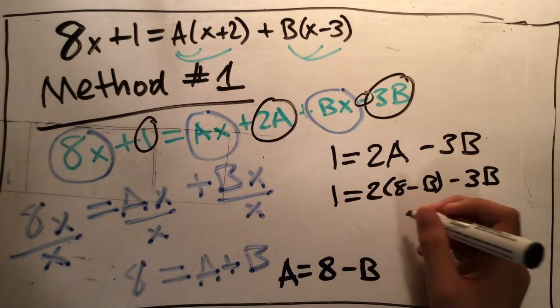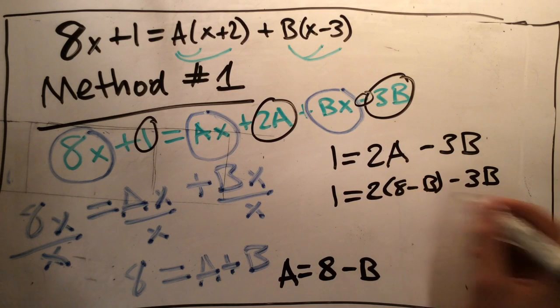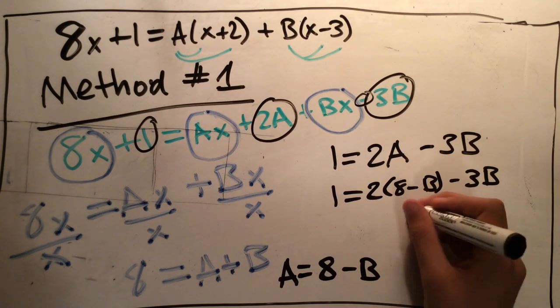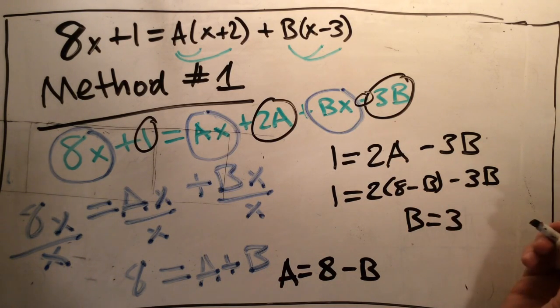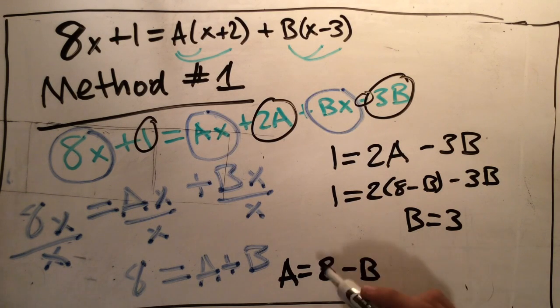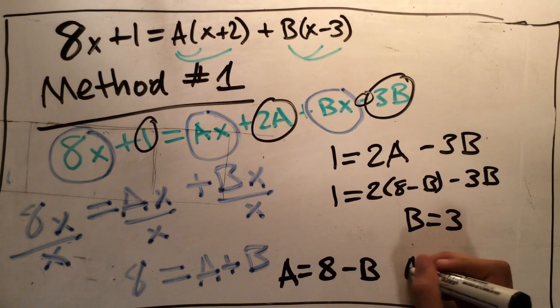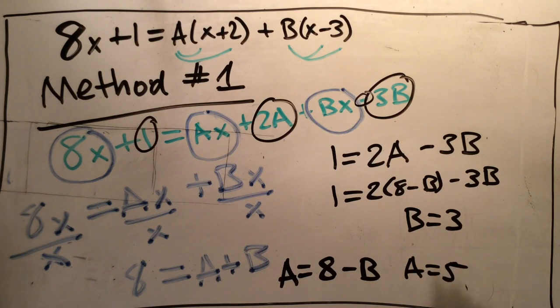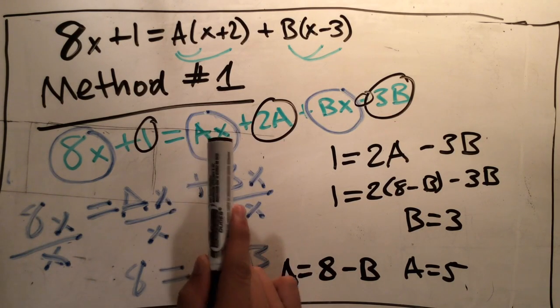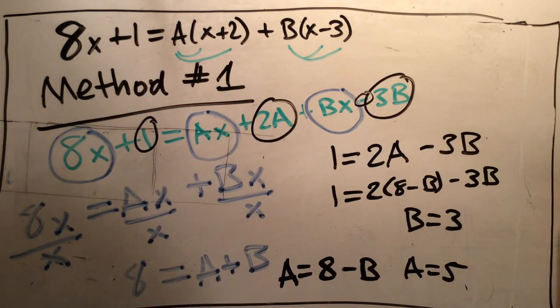And then I'll solve for b, and after doing this, b will equal 3. And now I'm going to put b into this equation, and I'll have a equals 5. And there you have it. You'll have b equals 3 and a equals 5 using method 1. And then we would plug those into our split fractions from the beginning.